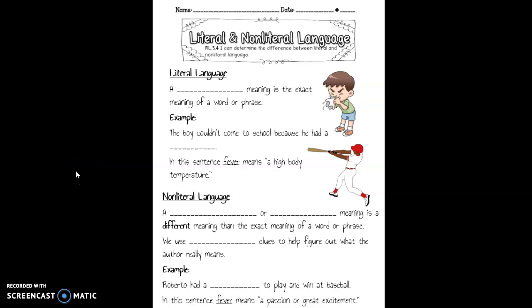Hi guys, let's talk about literal and non-literal language. So our I can statement is I can determine the difference between literal and non-literal language. So we need to know what those two words mean.